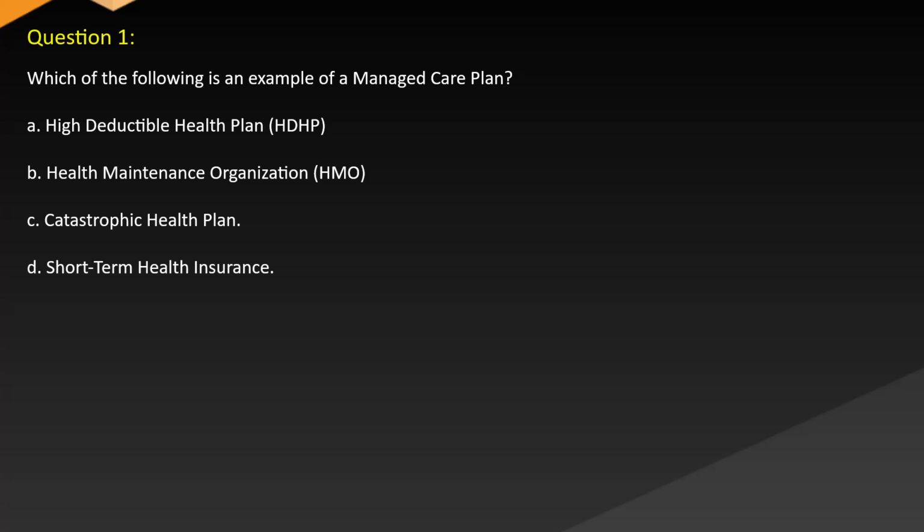Question 1. Which of the following is an example of a managed care plan? A. High deductible health association. B. Health maintenance organization, HMO. C. Catastrophic health plan. D. Short-term health insurance.